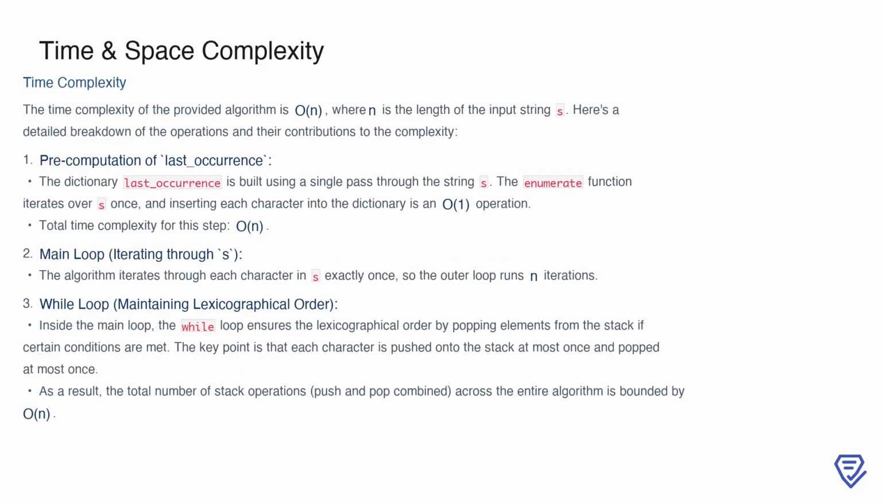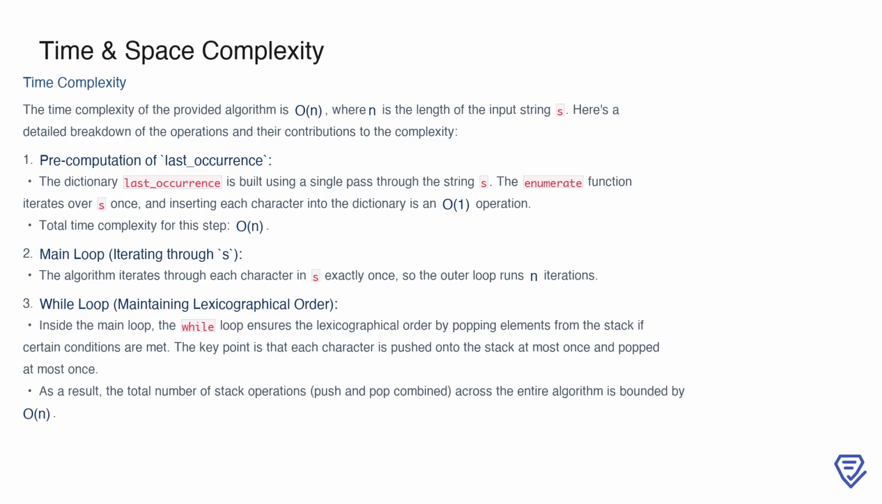The time complexity of this algorithm is O(n), where n represents the length of the input string s. Let's break this down step by step. First, we have the pre-computation of the last occurrence dictionary. This step involves a single pass through the string using the enumerate function, which iterates over all characters exactly once. Each insertion into the dictionary is an O(1) operation, so the total time for this step is O(n).